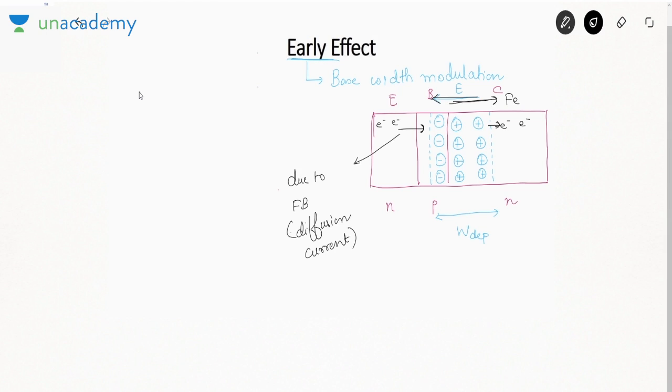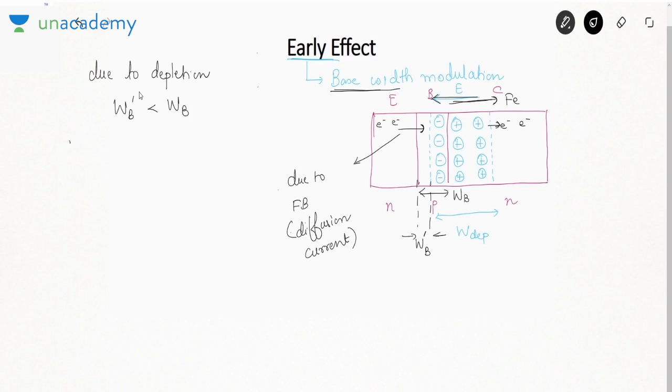Now see this thing. This was the depletion width. Sorry, this was the base width. Now due to depletion, the effective base width is reduced. We can say due to depletion, the effective base width has been reduced from the earlier value. And that is why I was calling it base width modulation. That is the change in the base width.